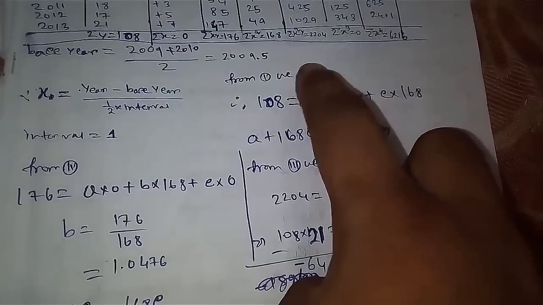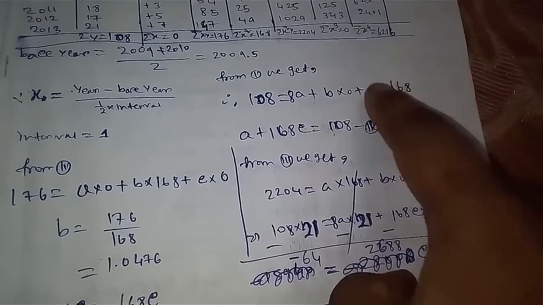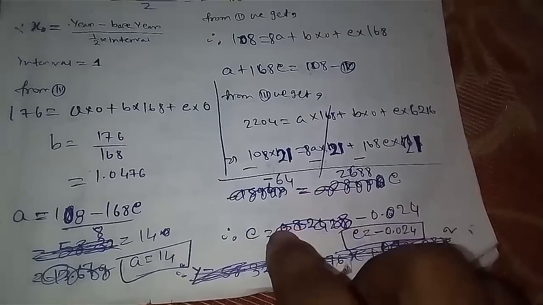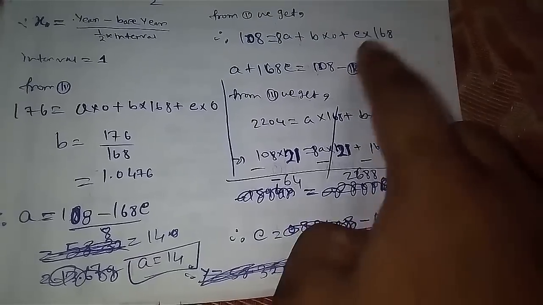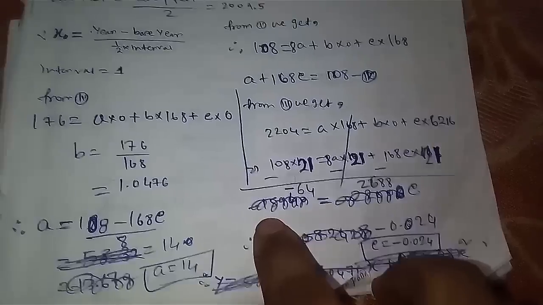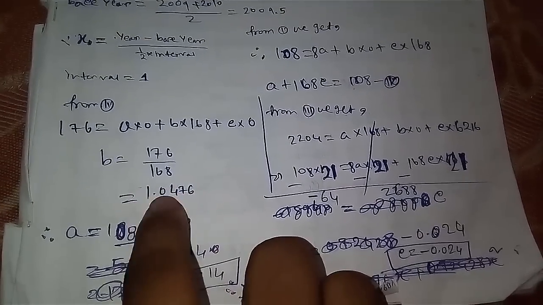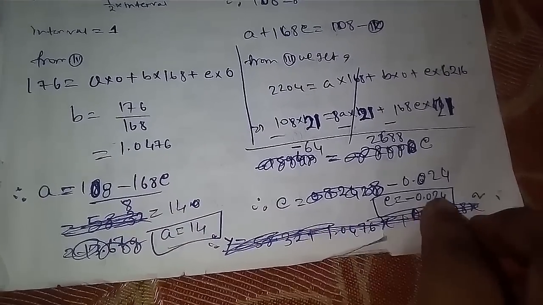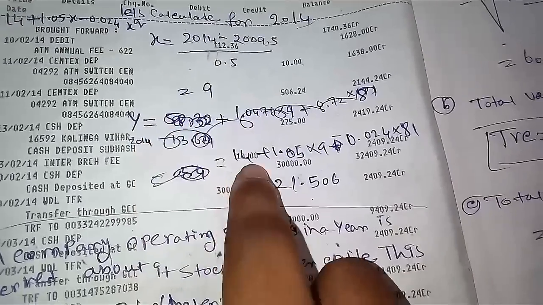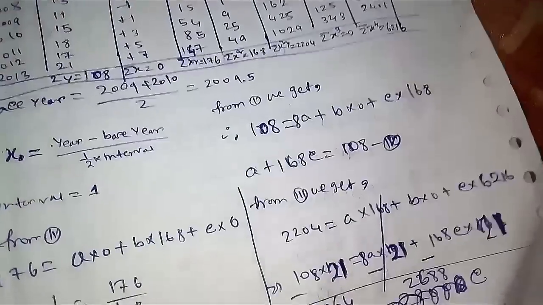And for this equation and this equation, we know how to solve these two equations. There are two variables and two equations, so we can easily solve these two equations, and by solving this we can get a and c. In this problem we have b is equal to 1.04076, a is equal to 14 and c is equal to minus 0.024.